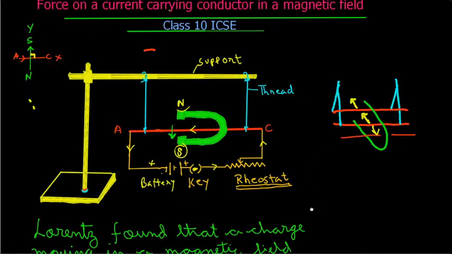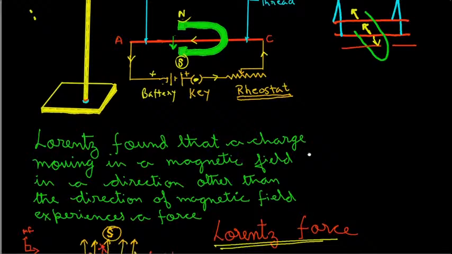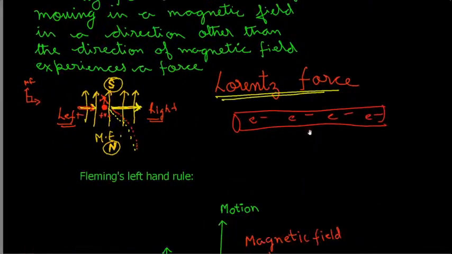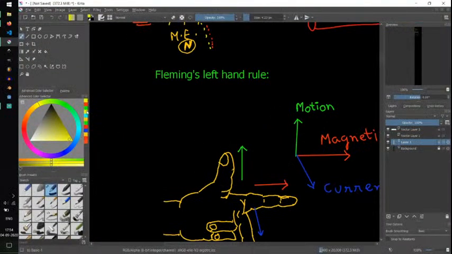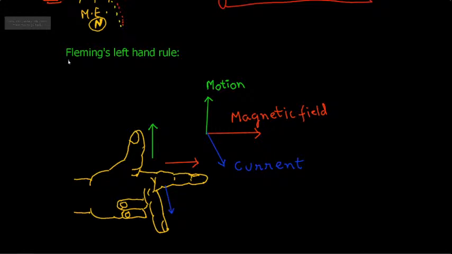How do I find in which direction this conductor is going to experience that force? We have a rule known as Fleming's left hand rule. This was given by Fleming, and using this we can find out the direction in which the conductor will move. How do we do it? It's very simple.